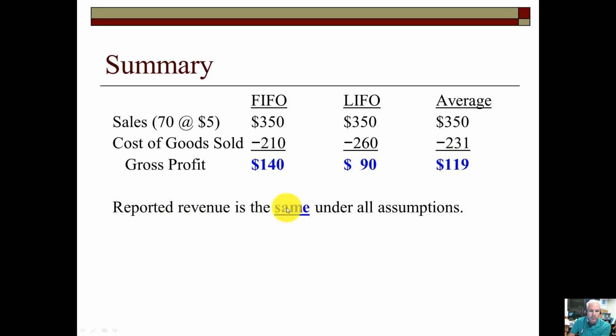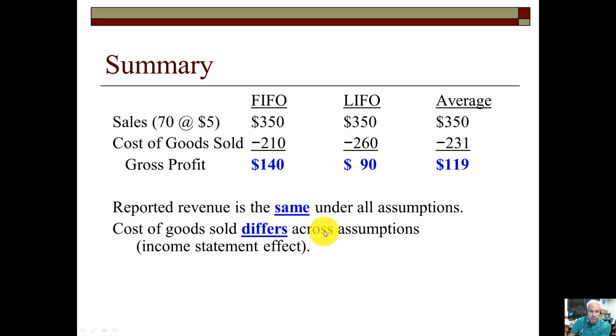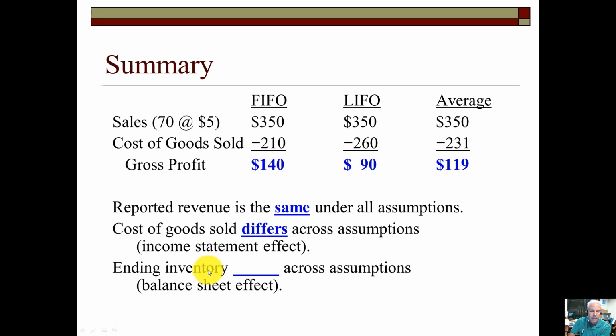So we know that the reported revenue is the same under all assumptions. Cost of goods sold differs across the assumptions. We call this the income statement effect because cost of goods sold is an expense and it goes on the income statement. And the ending inventory also differs across all of the assumptions, and we call that the balance sheet effect because the inventory appears on the balance sheet.